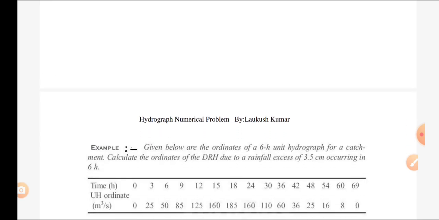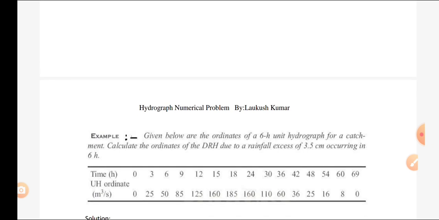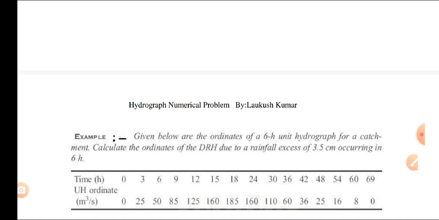Given below are the ordinates of a 6-hour unit hydrograph for a catchment. Calculate the ordinate of the DRH due to rainfall excess of 3.5 centimeter occurring in 6 hours. The data are given like this: time in hour and unit hydrograph ordinate in meter cube per second. Corresponding to time 0, the unit hydrograph ordinate is 0. For 3 it is 25, for 6 it is 50, for 9 it is 85, and the remaining you can see on the screen also.